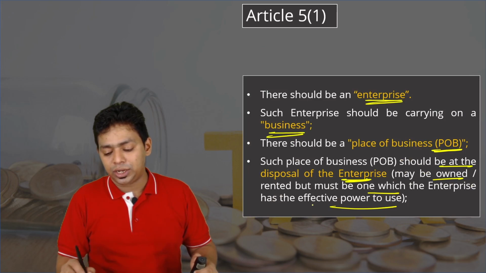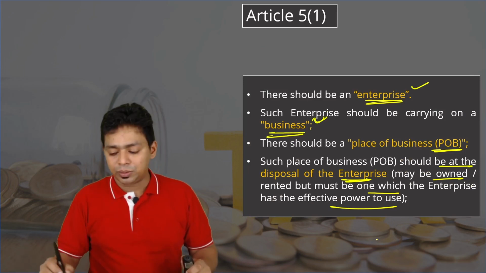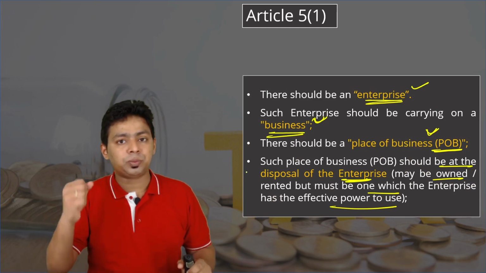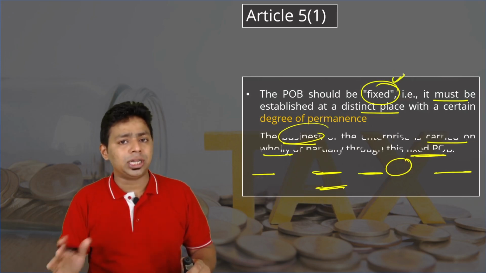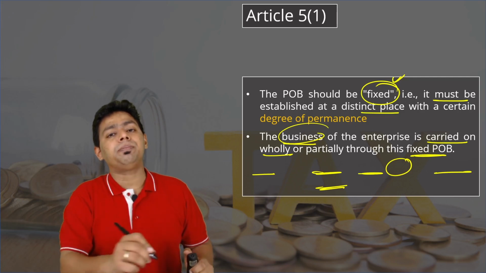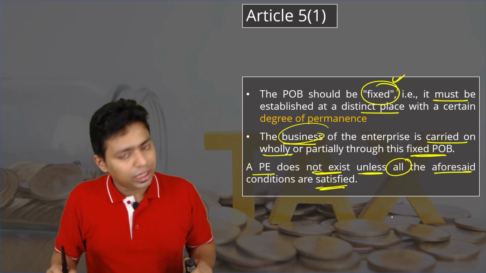So please remember this condition again. There has to be an enterprise entity. That entity must be engaged in a business. There has to be a place of business. That place of business should be at the disposal of the enterprise. The power should be there. It should be fixed. Some kind of certainty has to be there. And business has to be carried through such place of business. Then only we will say it is a permanent establishment.